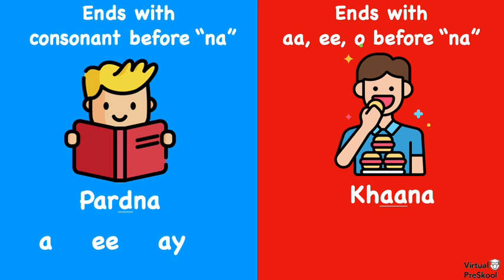Now let's look at khana. Khana ends with an a sound before the na. The rules of Hindi tell us that if the verb ends with an a, e, or o before the na, then the conjugations are ya, yi, and ye. Khaya, khayi, khaye. That's the difference.